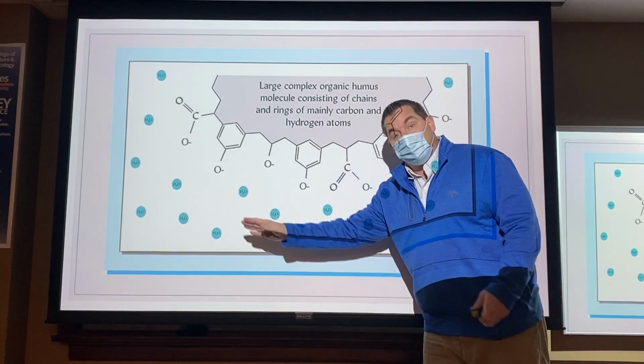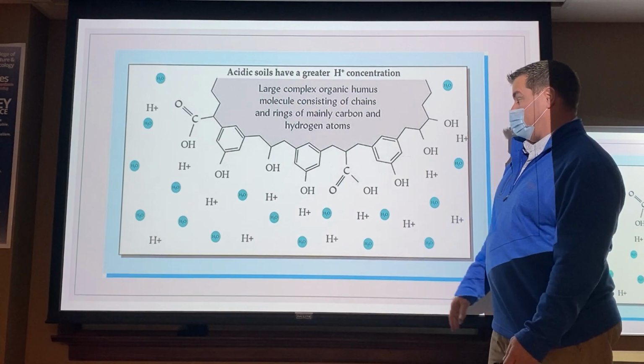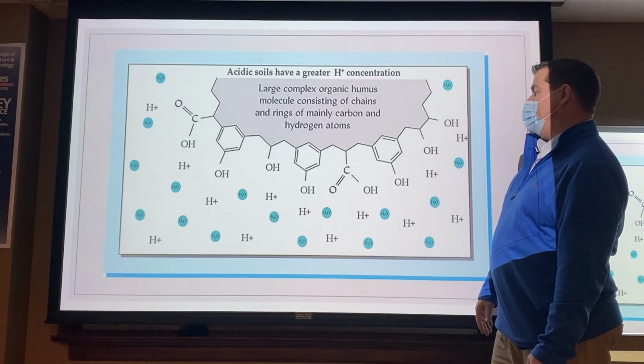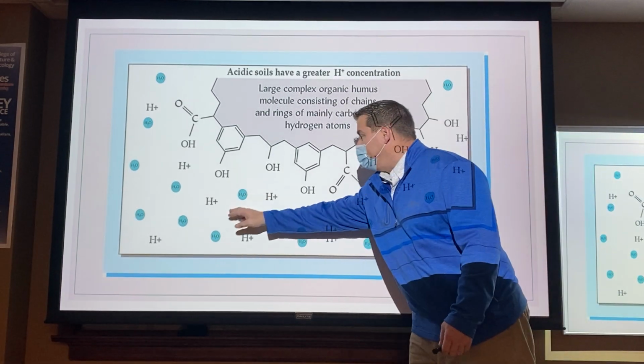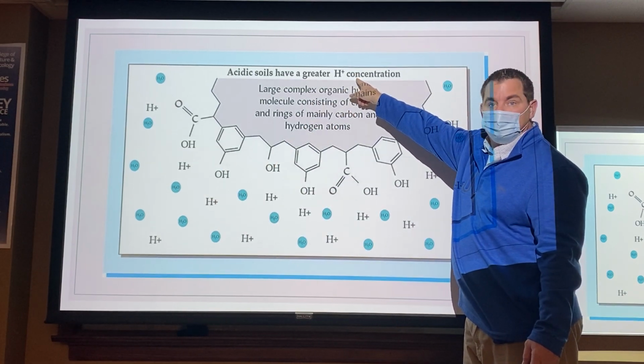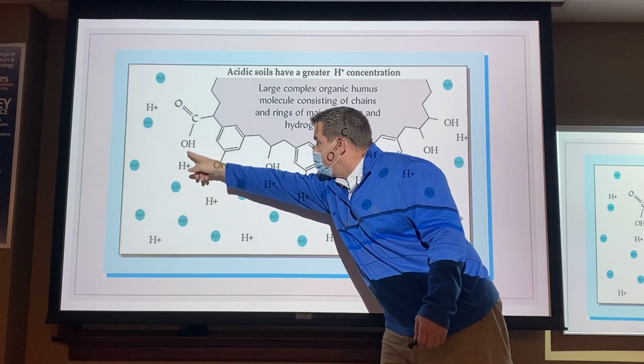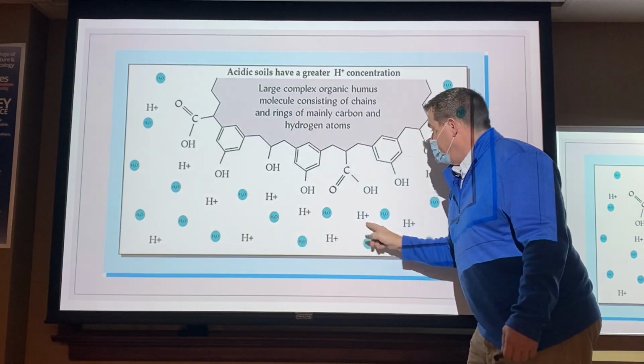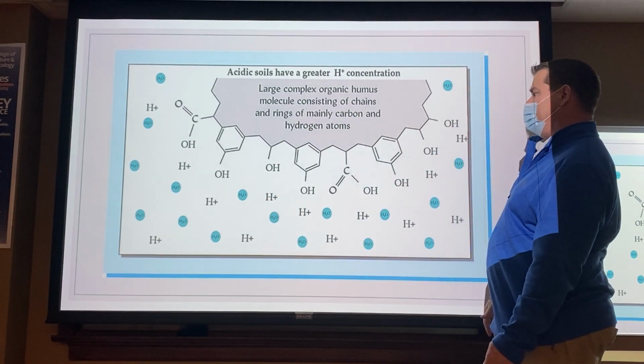For now, soils become more acidic. We have an increase in hydrogen concentration. We have these hydrogens in solution, in soil solution, and they need to be in equilibrium. Why is that?